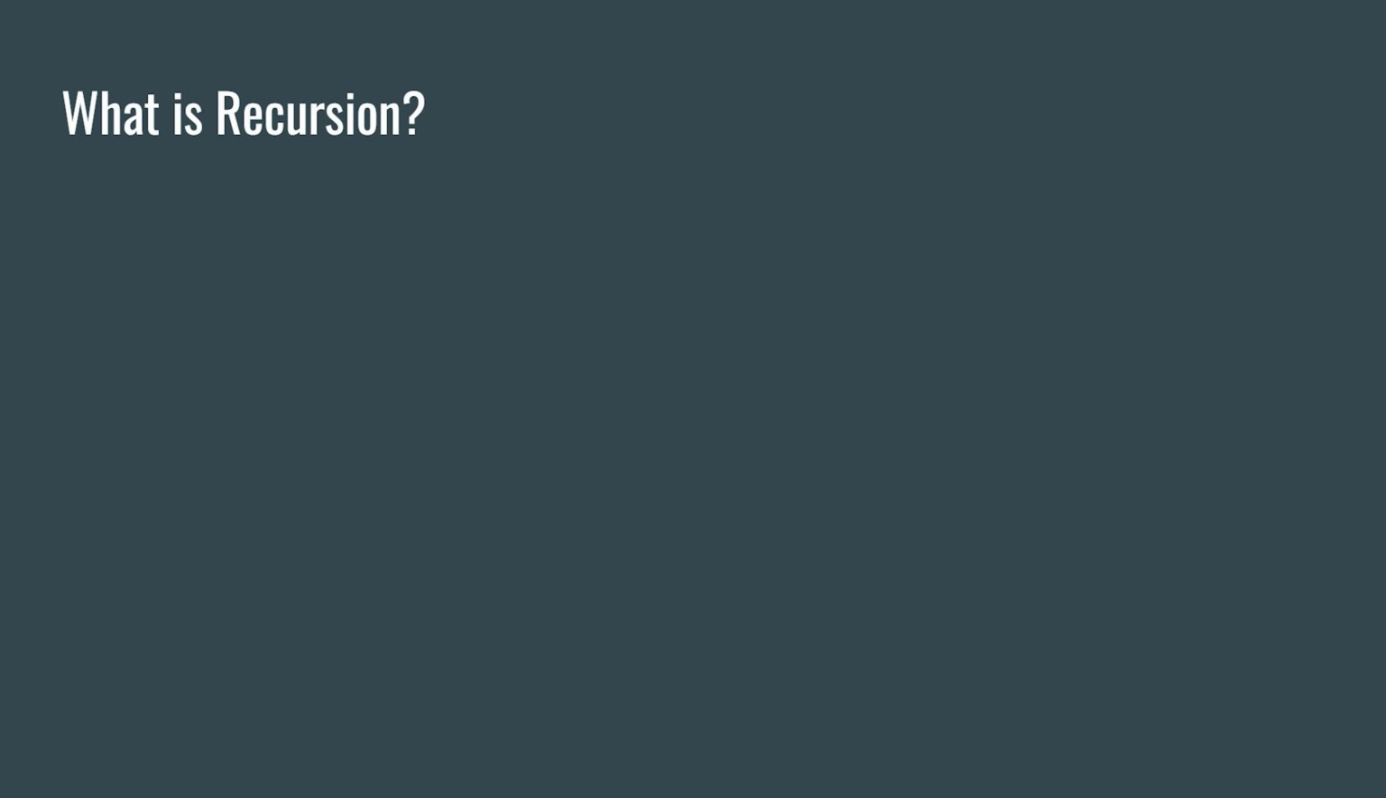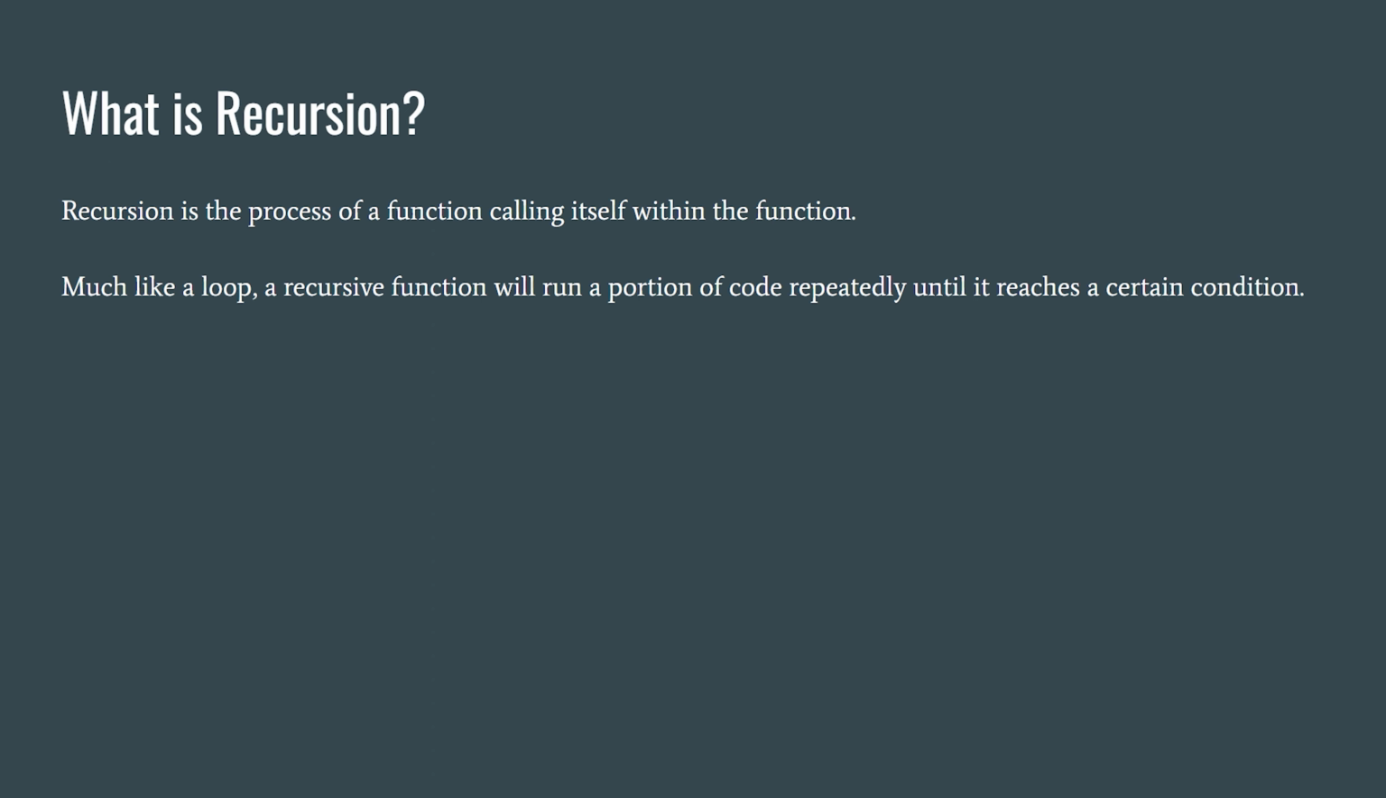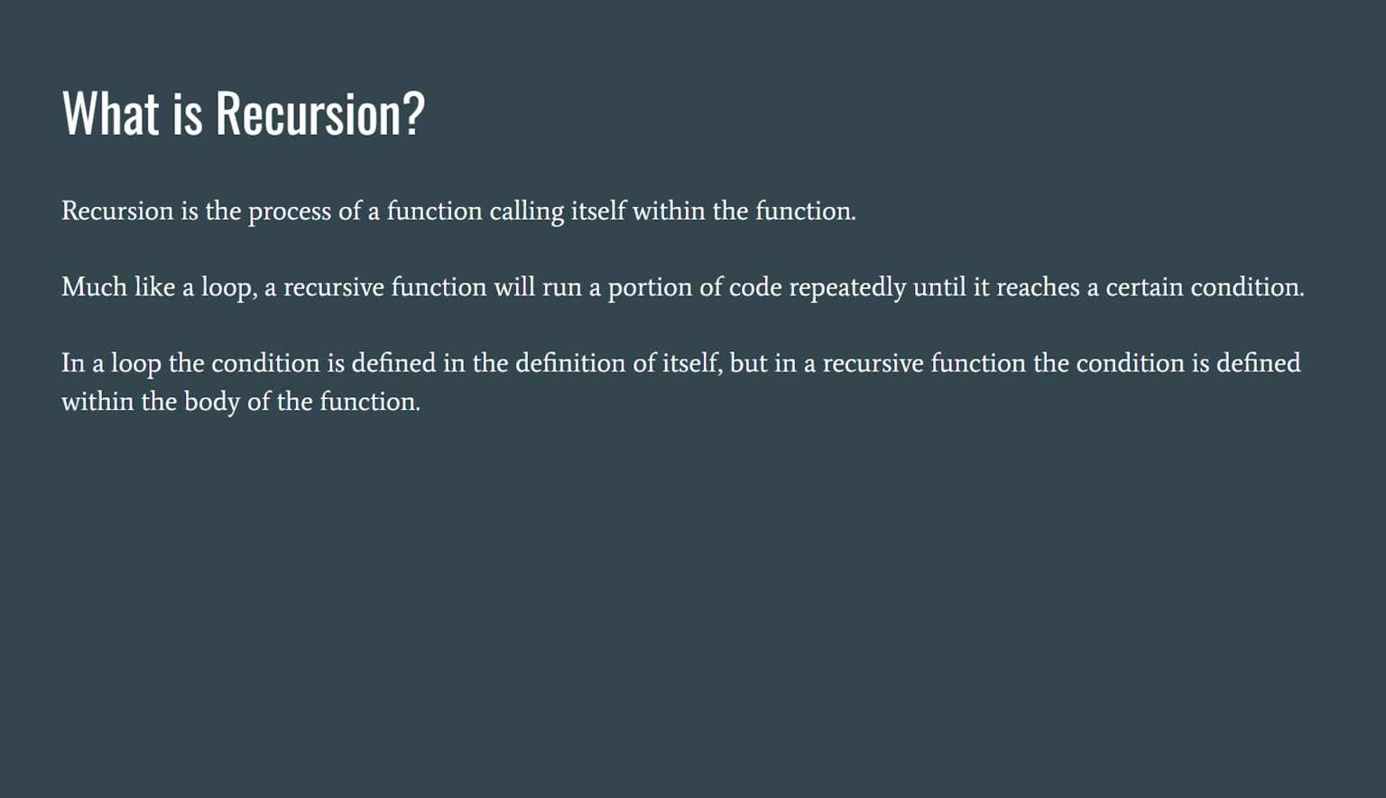Recursion. What is recursion? Recursion is the process of a function calling itself within the function. Much like a loop, a recursive function will run a portion of code repeatedly until it reaches a certain condition. In a loop, the condition is defined in the definition of itself, but in a recursive function, the condition is defined within the body of the function.